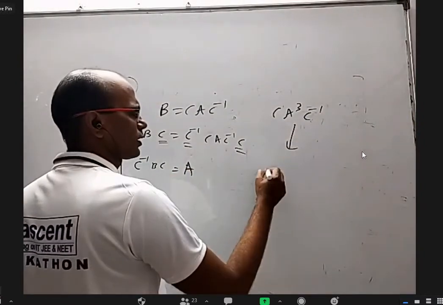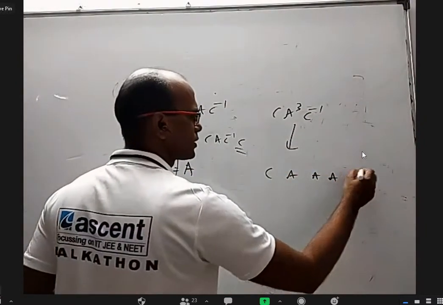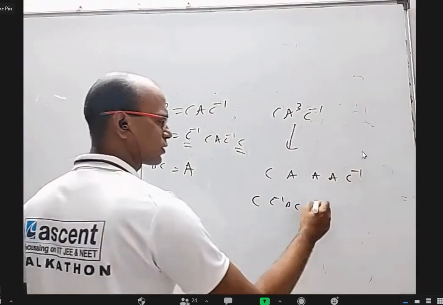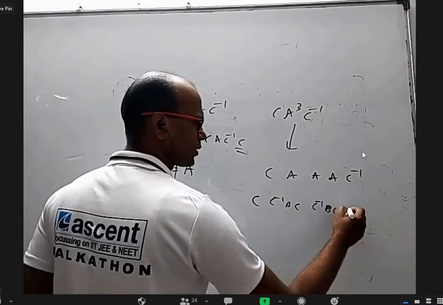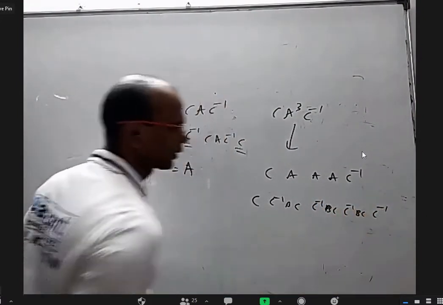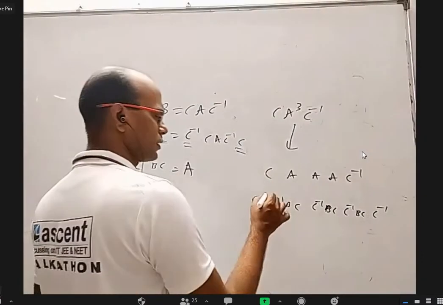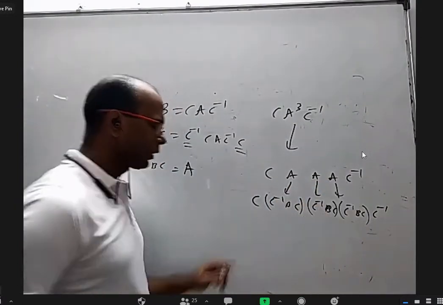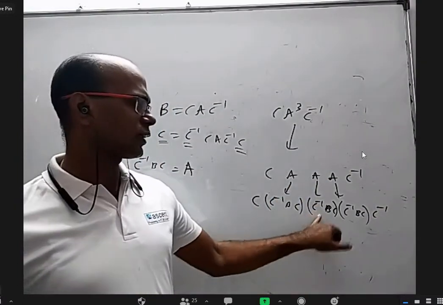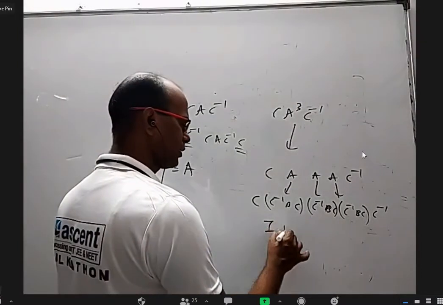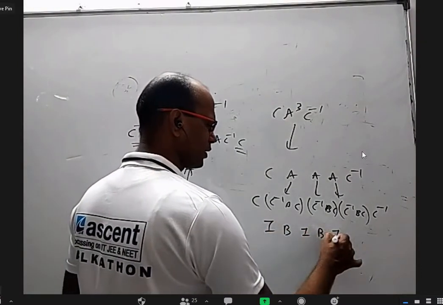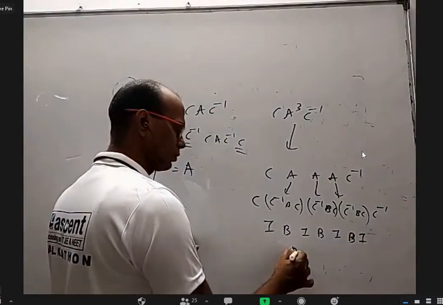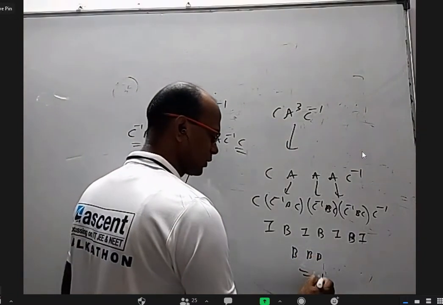Now coming to this, I can write C A C inverse. In the place of this A, I can write C inverse BC. In the place of this A, also C inverse BC, and in the place of this also C inverse BC. This A became this, this A became this. C into C inverse is identity matrix. So we'll be left with identity matrix into B, another identity matrix, B, another identity matrix, B, another identity matrix. Identity matrix into B is B only. So we'll get B into B into B, which is B.